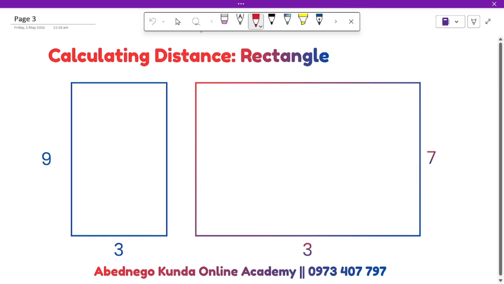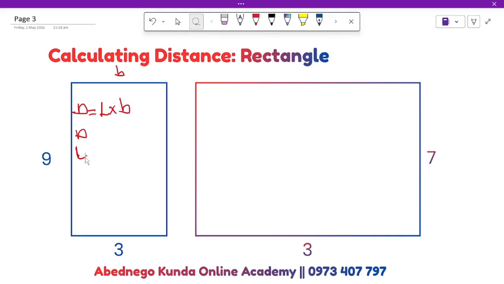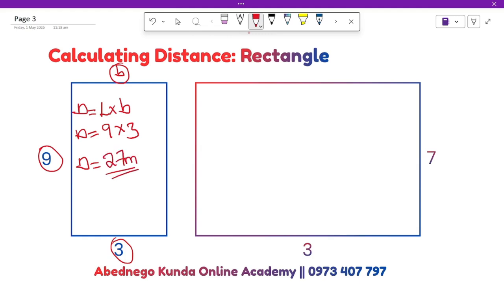Okay, so the formula for a rectangle is simply distance is equal to L times B, of which L is the length, so this is going to be our L and then this is going to be our B. So distance is going to be equal to our L, which is 9, times our B, which is a 3 down here. So this value is the same as what we're going to have up there. So distance will be equal to 9 times 3, that is 27 meters.